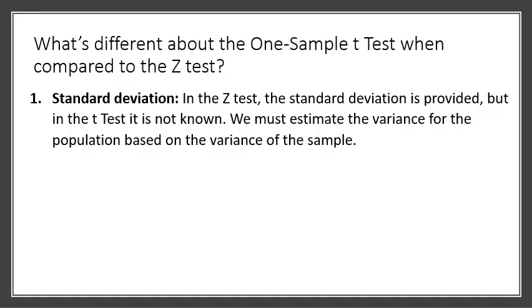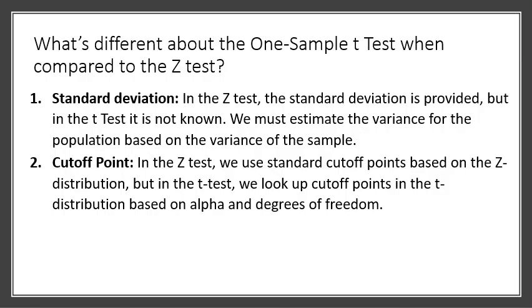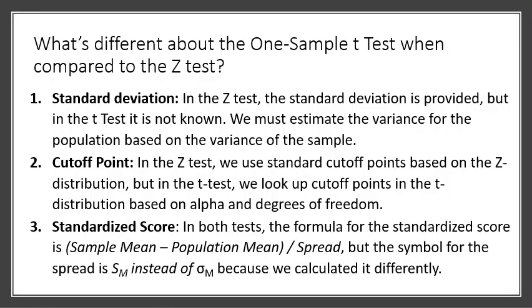What's different? Well, the standard deviation is different. In the z-test, the standard deviation is provided, but in the t-test, it's not known. So we estimate the variance for the population based on the variance of the sample, and that lets us get to that standard deviation for the distribution of means. Secondly, the cutoff point. In the z-test, we use standard cutoff points based on the z distribution, but in the t-test, we look up cutoff points in the t distribution based on alpha and degrees of freedom. And finally, the standardized score. In both tests, the formula is the same as we saw on the previous slide, sample mean minus population mean divided by spread, but the symbol for spread is SM instead of sigma m because we calculated it differently.